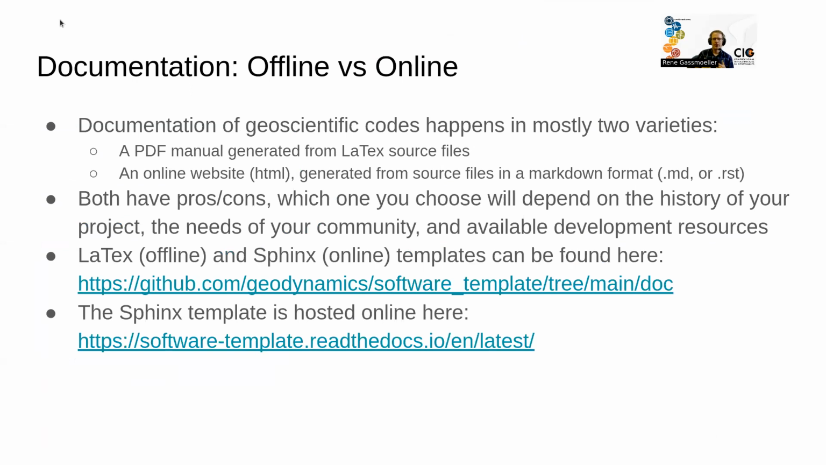Talking about the documentation, there are mostly two different main ways how people handle documentation in their software project. You could generate a PDF manual based on LaTeX files, one of the common ways to write documents in the geosciences or in general in mathematical and physical sciences. Or you could aim for an online website, just like the one that I just showed you. Both of these approaches have pros and cons that you can weigh against each other.